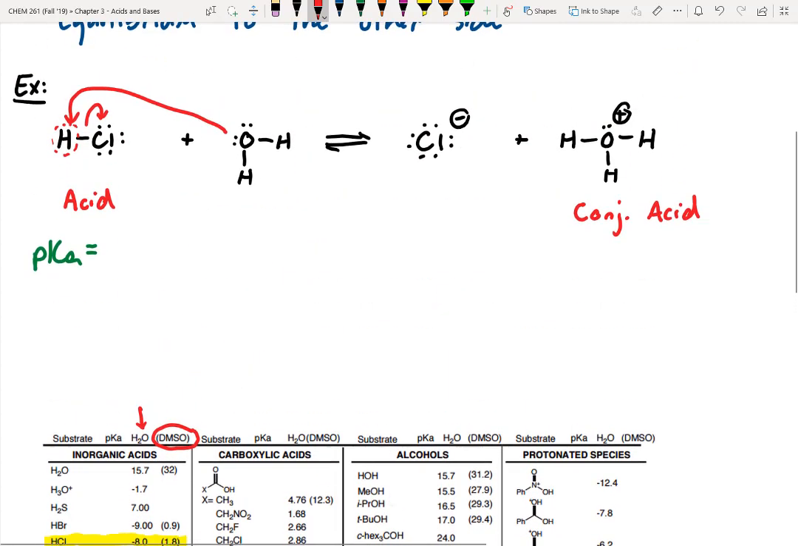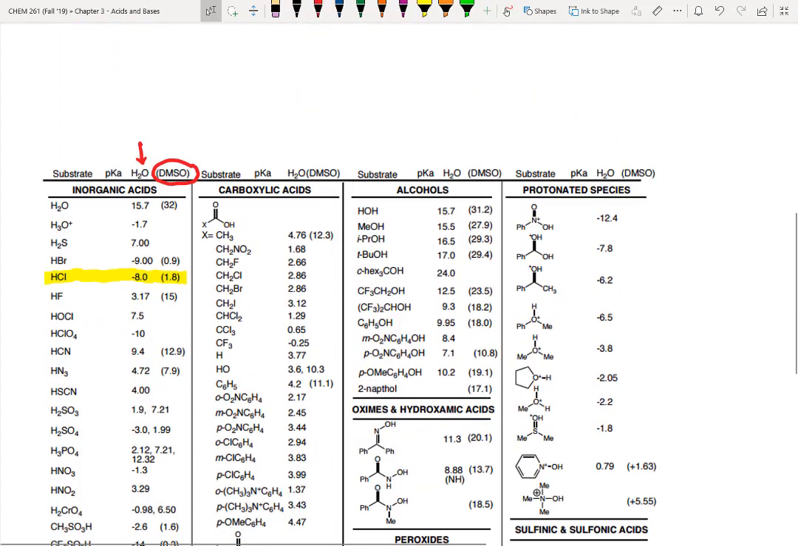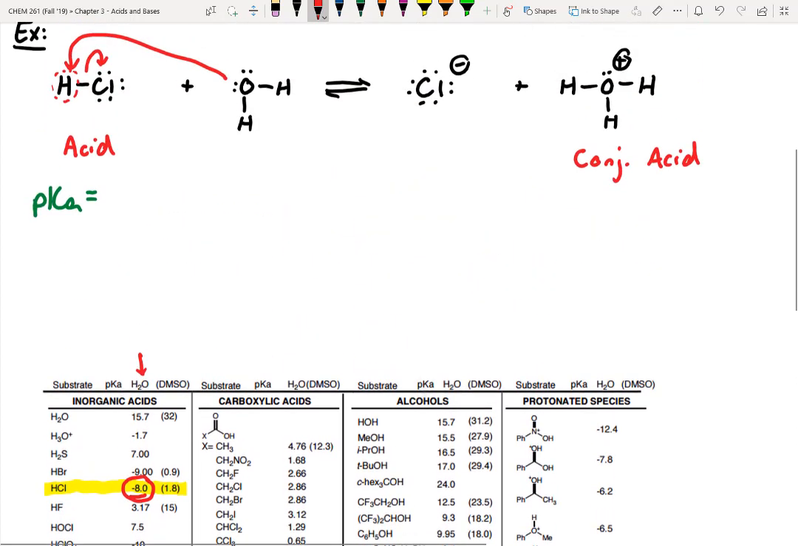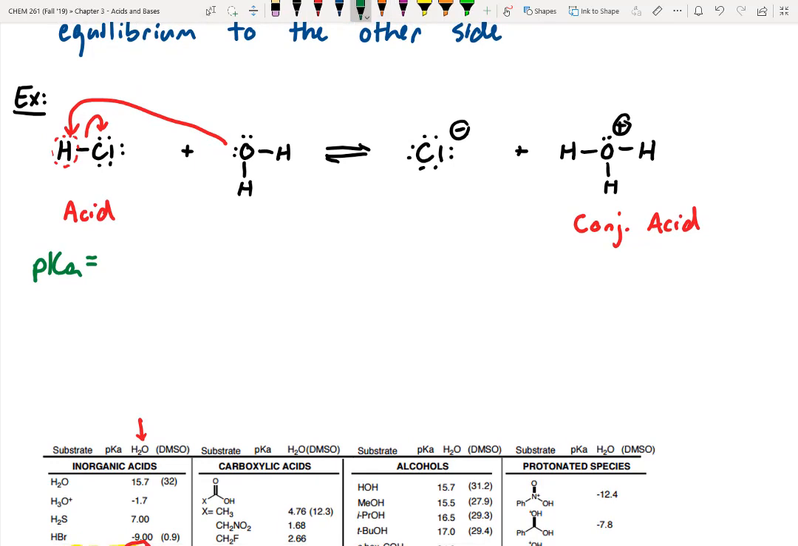It looks like up here we were in water, right? So we would want to go to this. Occasionally, you'll see DMSO. DMSO is a unique organic solvent. Sometimes we have acids that don't dissolve readily in water, so we have to go to an exotic solvent. So in this case, the value we want to look at is the negative 8.0. So I'll go ahead and plug that in. Say, all right, the value here is going to be negative 8.0.